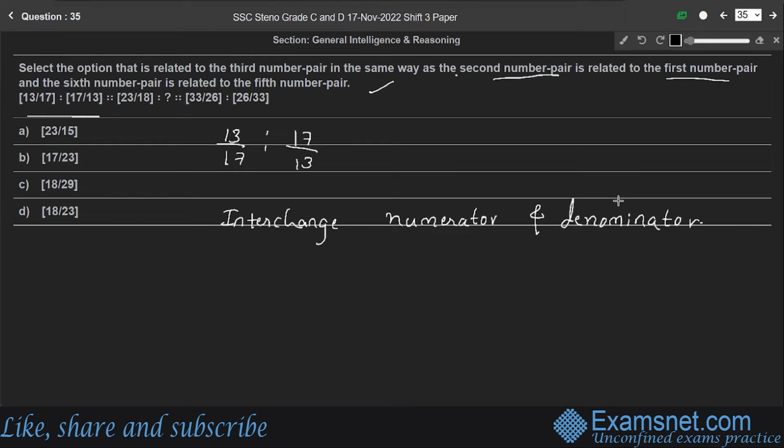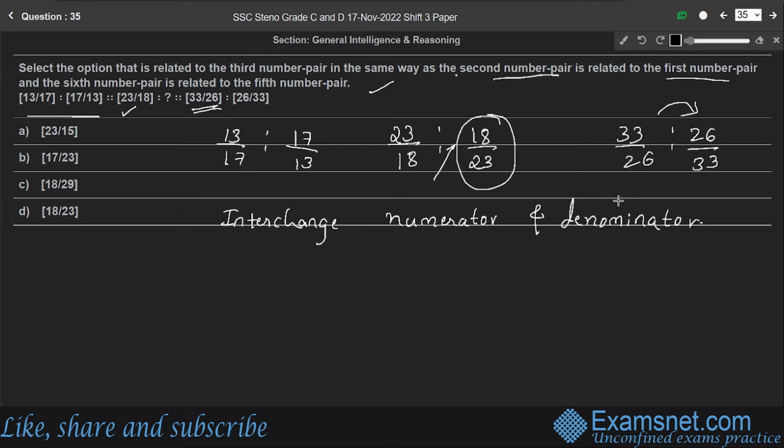Similarly, the fifth and sixth number pairs: the fifth number pair is 33 by 26, related to 26 by 33. So we are just going to interchange numerator and denominator. Similarly for the third and fourth number pairs, the third number pair is 23 by 18, so it should be related to 18 by 23. Numerators and denominators are interchanged, right? Therefore, 18 by 23 is the answer. So look at the options. Option D is the right answer.